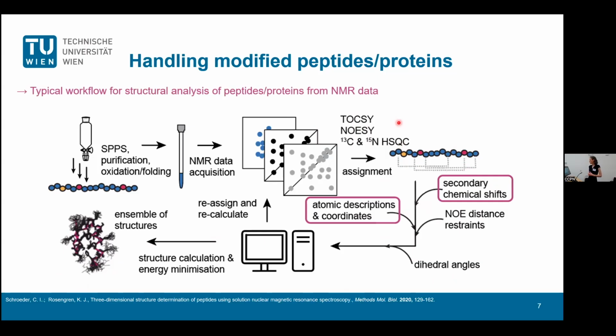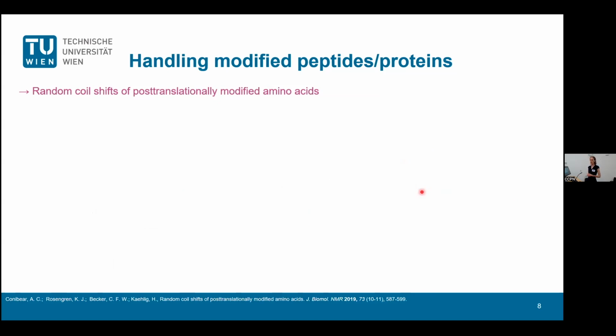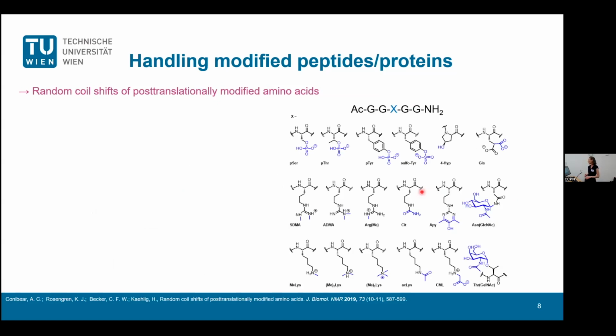So when I started doing this workflow with some modified peptides and proteins, I realized that there were a few gaps. And one of these was in the secondary chemical shifts. Some of you might have worked with Talos or with random coil shifts or even just average chemical shifts of natural amino acids. But many of these were missing for the post-translationally modified amino acids. So I started with a small project before I even got going to assign random coil shifts for post-translationally modified amino acids. And here I made a small set of just short random coil peptides with the modified residue in the middle.